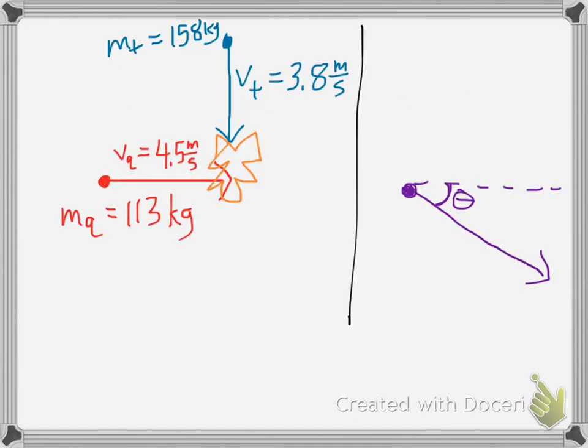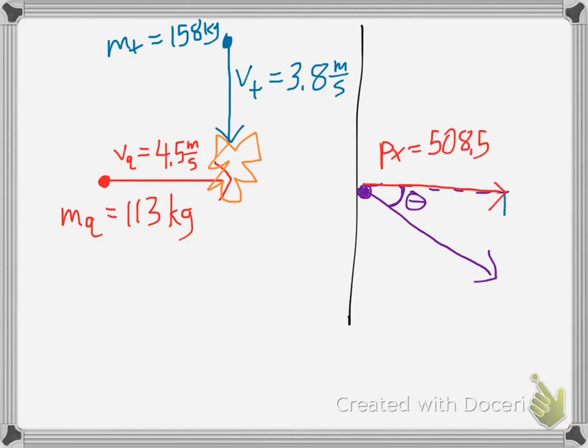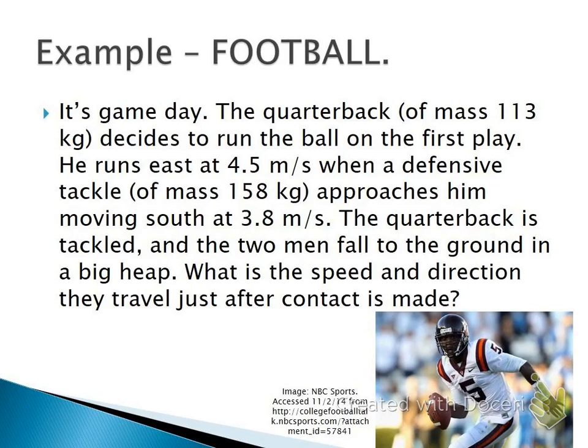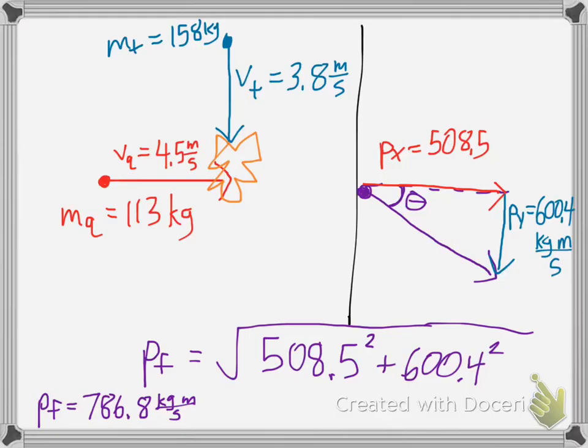Looking back at my final momentum vector, I can use this x component and this y component and ultimately use the Pythagorean theorem to figure out the grand total momentum using these x and y components. And punching out the math for that, you end up with 786.8 kilogram meters per second. Now that's not what the question asked. It asked what is the speed and direction they travel just after contact is made.